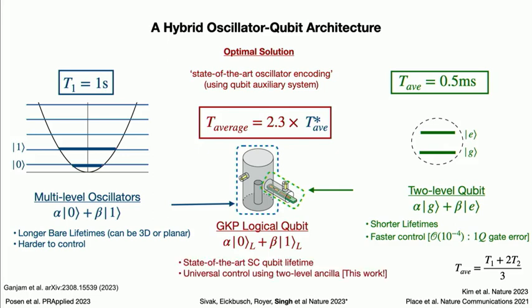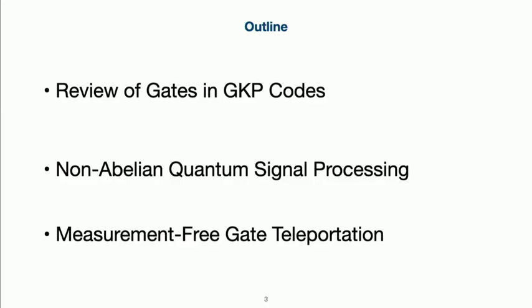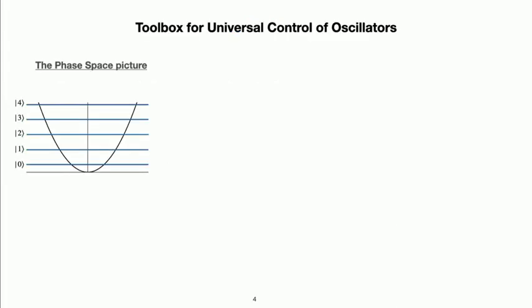The goal of this work is to extend this result further into accessing universal control of these logical qubits using the two-level ancilla. OK, so here's the outline. I'm going to first review the oscillator encoding, the GKP states. Then I'm going to talk about a framework that I've been developing with Steve, the non-abelian QSP, which has really good applications to GKP states. And I'm going to be talking about one of them, that is the measurement-free gate teleportation, which in some sense is an error-corrected gate teleportation for these qubits, much like lattice surgery, if I can say that.